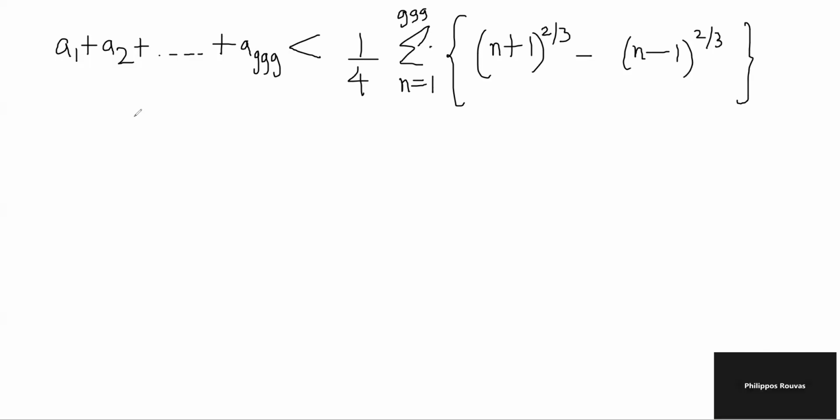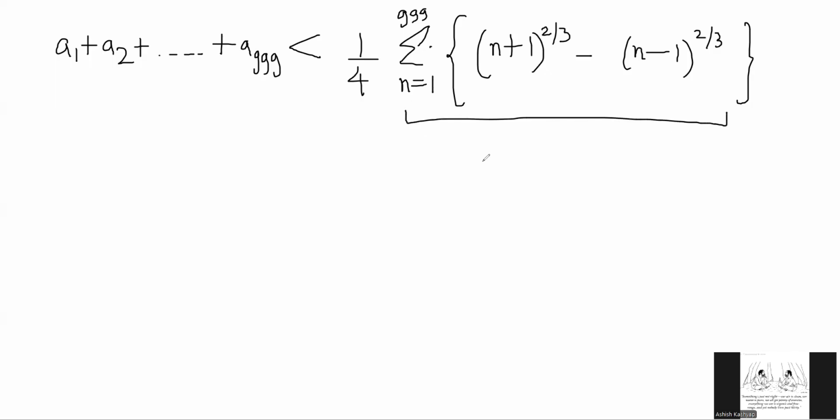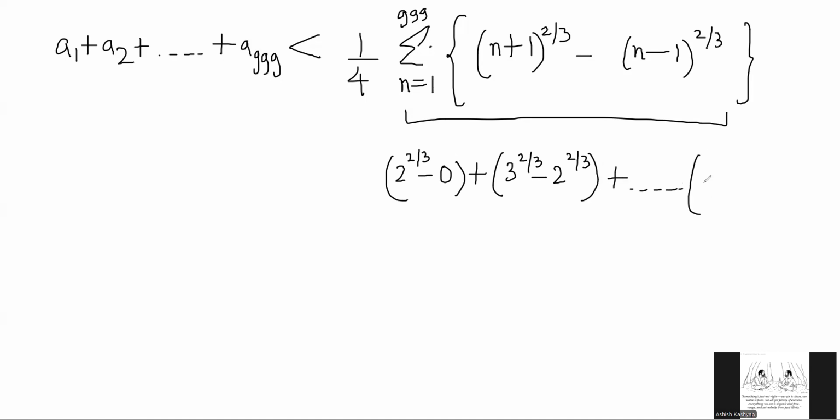Okay, so think about this. What is this summation going to be? Let's write a few terms. You will get the pattern. When you put n is 1, it is starting from 2 power 2 by 3 minus 0 plus, next term would be 3 power 2 by 3 minus 2 power 2 by 3 and so on. And the last term would be 1000 power 2 by 3 minus, it would be 999 minus 1, so 998 power 2 by 3, right?